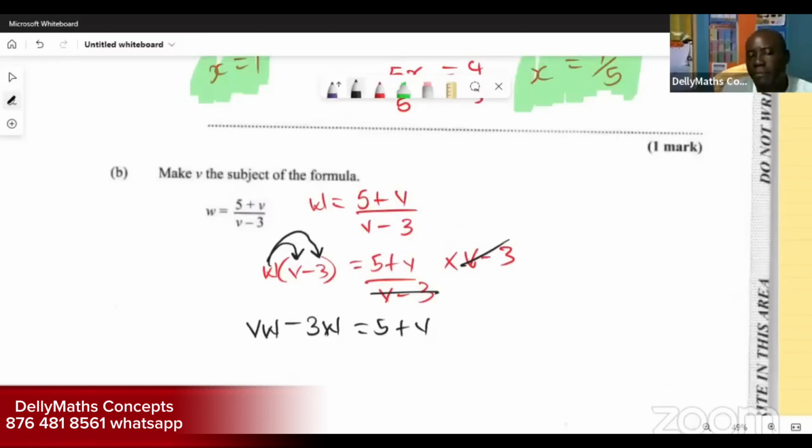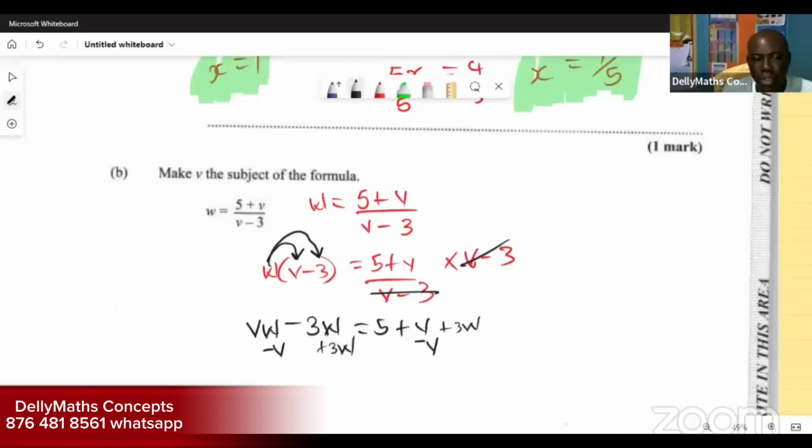I want to gather the V's on the left side. So it means then when I shuffle this, I would have to basically add 3W for it to go on the other side. So I'm going to balance by adding 3W to the other side. I would have to also subtract V from this side and balance by subtracting V from that side. So I'm reorganizing myself.